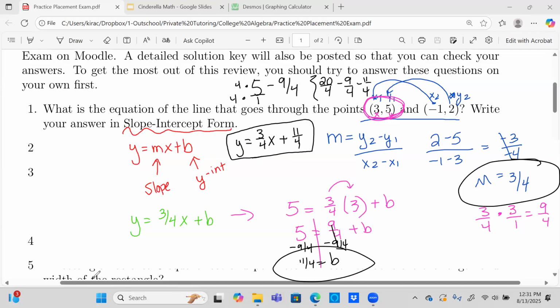Okay, give me a second. I'll check that. Make sure I didn't slip any of my fractions. That looks good. Yep, that looks fine. Answer.